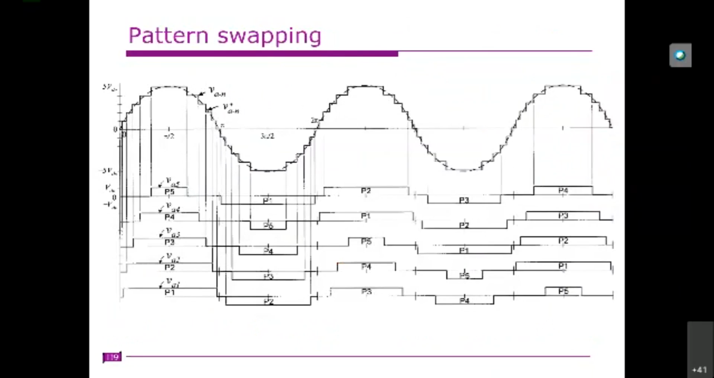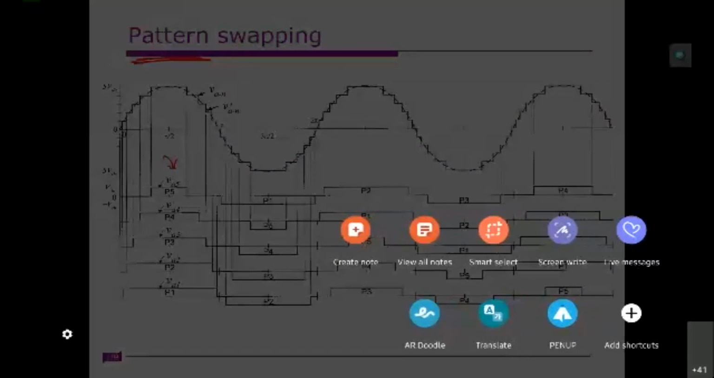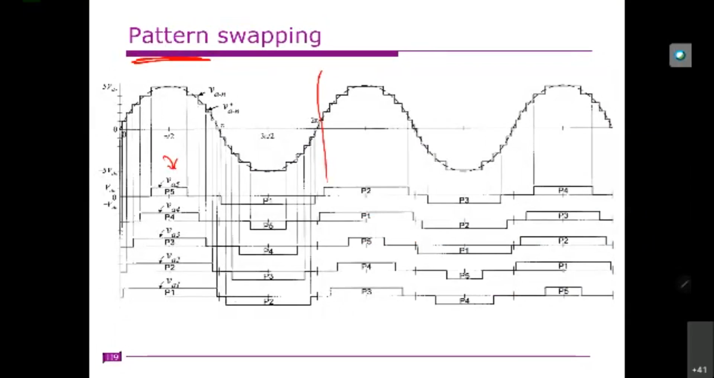this is the pattern swapping. This is the first cycle, up to here. In the subsequent cycle we will follow this one. So we are just changing the cycle, trying to change the output voltage.